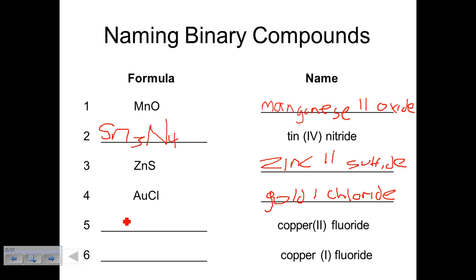Let's do these last two really quick. You've got copper, Cu, F, 2. And this last one is Cu, F.